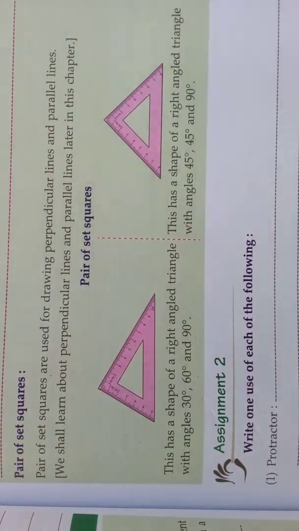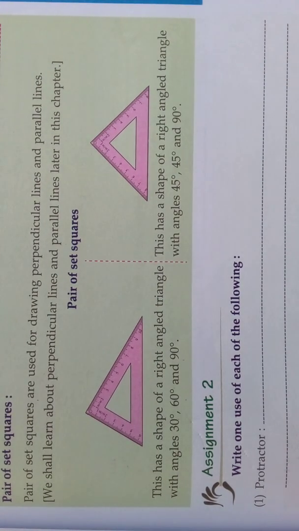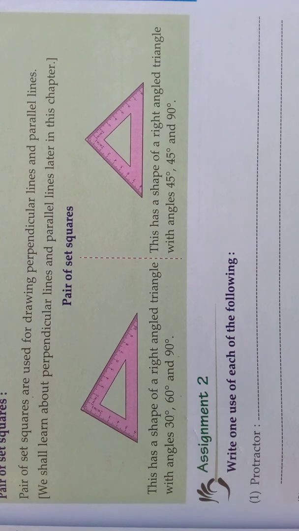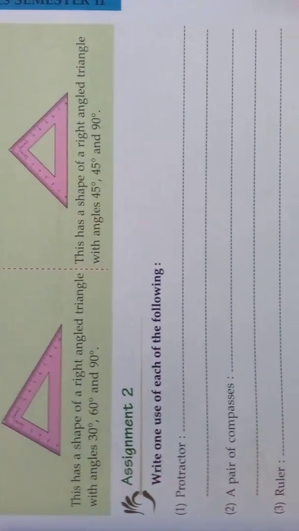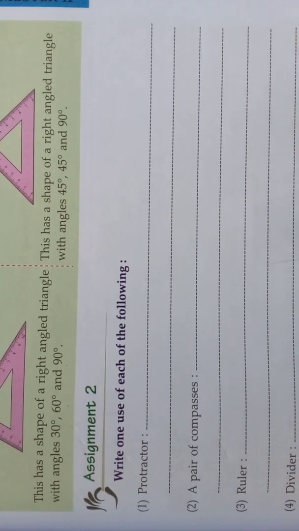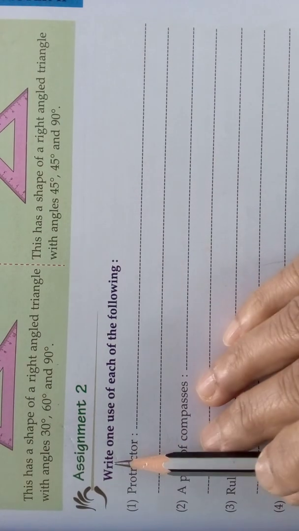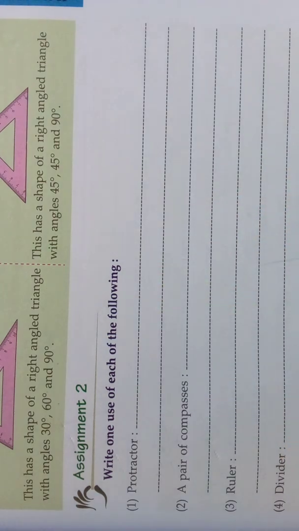So now we know all the instruments that are there in the geometry box or compass box and all the uses of them. Why we are using those instruments. So now you can easily write the answer for the assignment too. Understood children? Do the assignment. Write one use of each of the following. So you know now what is the use of the instruments that you write.